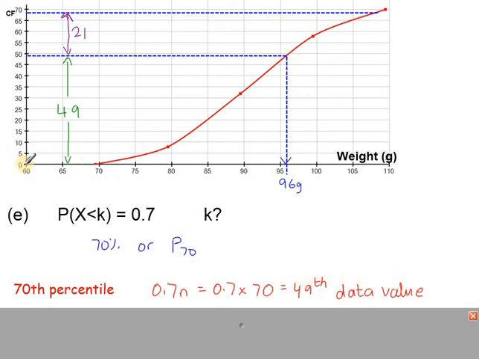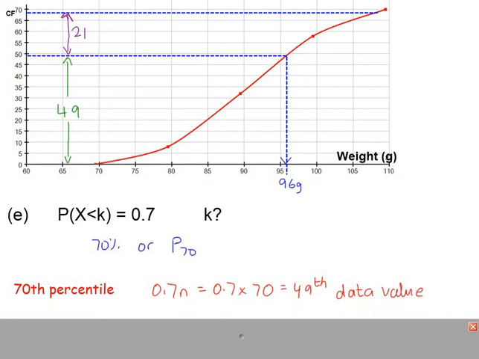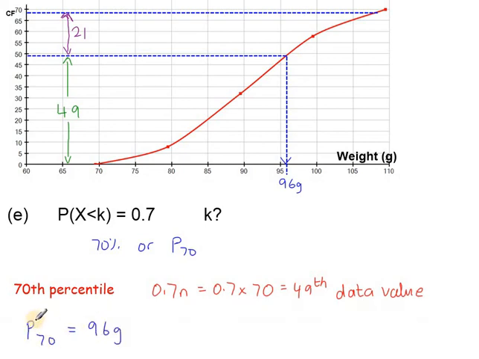So cumulative frequency, we're up to the 5th value, the 10th, and if we keep going along, we've reached the 49th value. Come along here, straight down, 96 grams. So the 70th percentile is 96 grams. This unknown value k is 96 grams. And we can write that in probability terms like this. P(X < 96), which is what k is equal to, is 0.7.